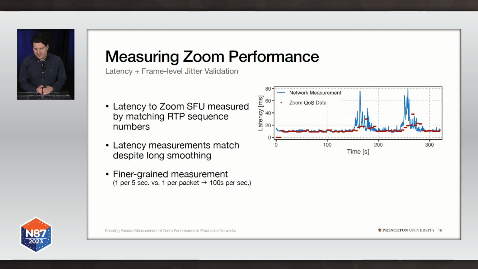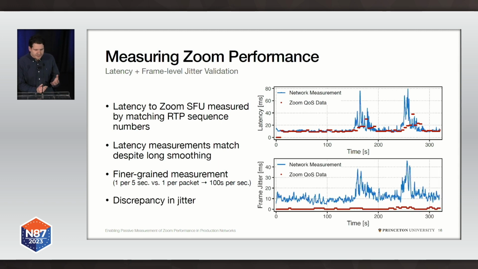However, it appears that Zoom uses pretty long-term and aggressive smoothing in the way they report the data. Also, we get a latency reading for every single packet. So for a single meeting, this can be hundreds of times per second, depending on the number of participants and flows, whereas Zoom really only provides a single measurement every 5 seconds. And it also appears that the data is a little delayed overall.